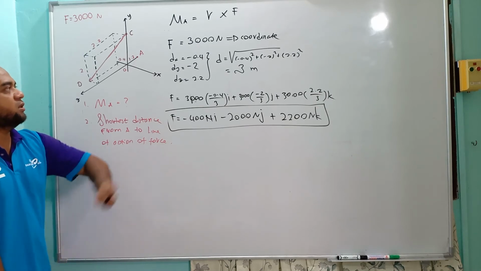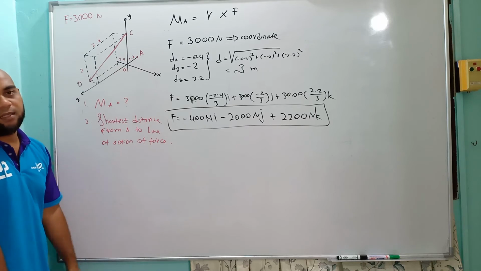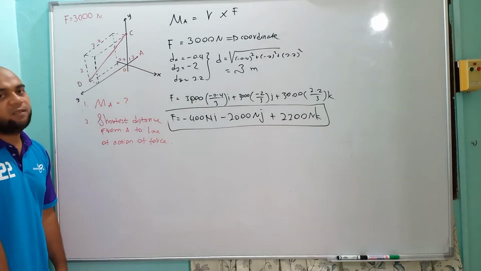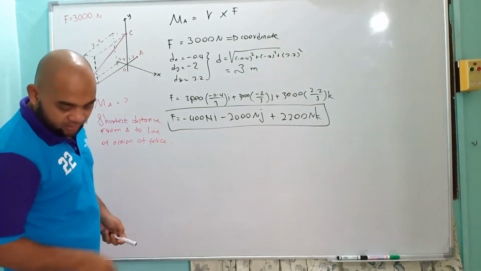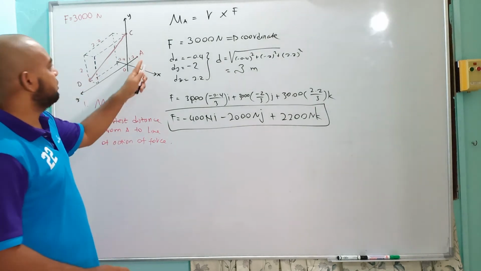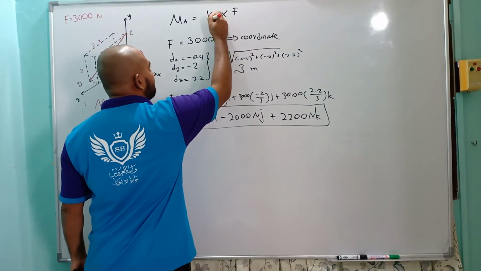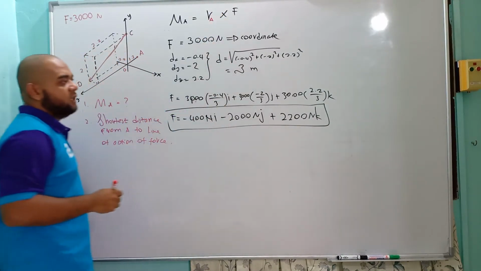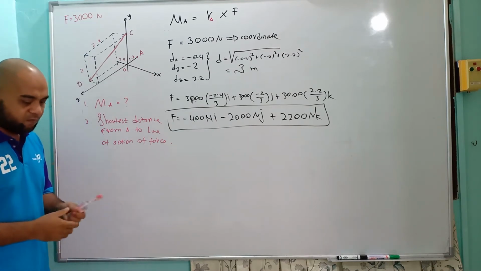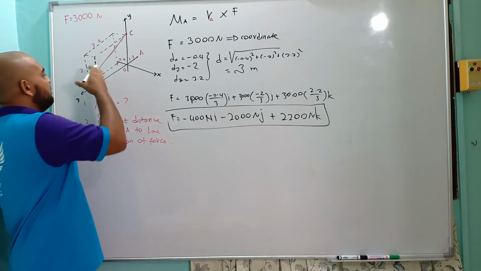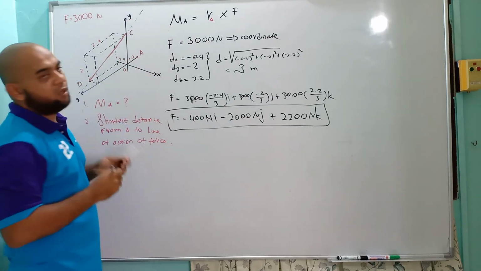We need to continue by determining R, the position vector. By definition, because you want the moment about point A, the R must start from A to any point on the line of action of the force, meaning any point on this line. Any point on that line.